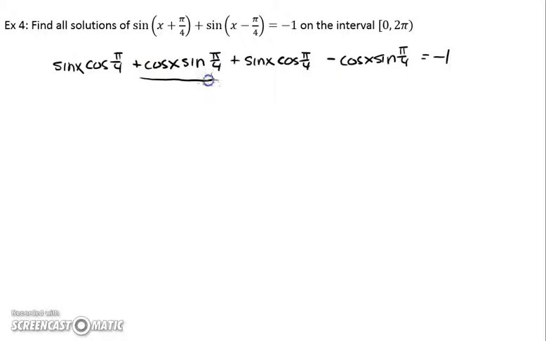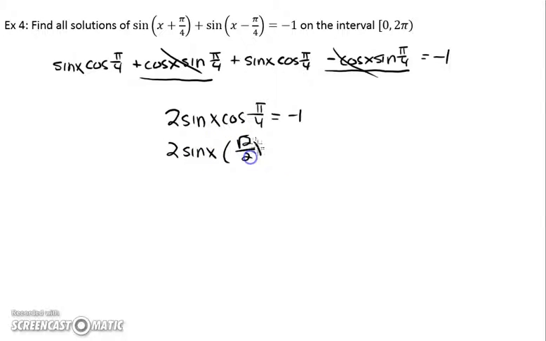Looking here and here, we have a negative cosine x sine pi over 4 and a positive cosine x sine pi over 4. Those things are going to cancel. We have these things here, that's going to be 2 of those. So 2 sine of x cosine of pi over 4 equals negative 1. We know cosine of pi over 4 is radical 2 over 2. Our 2's can cancel, so we have sine of x times radical 2 equals negative 1. Divide by radical 2, so negative 1 over the square root of 2.